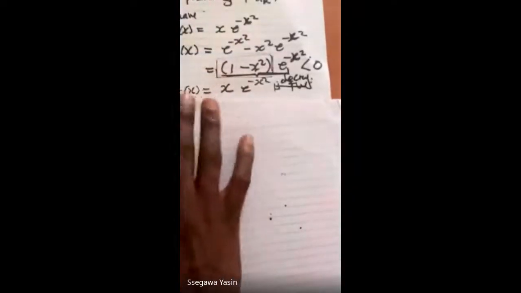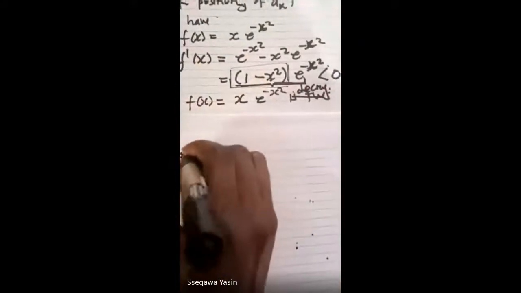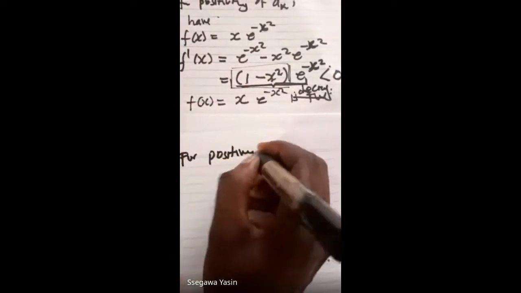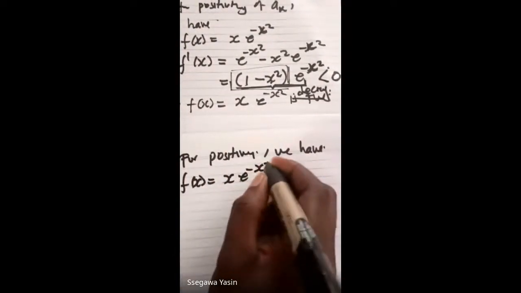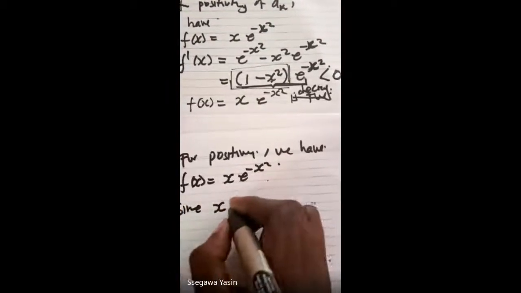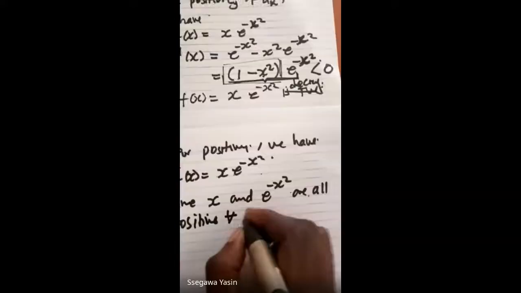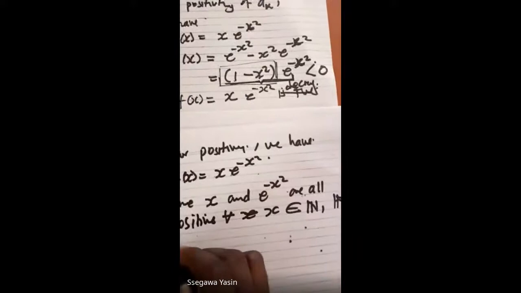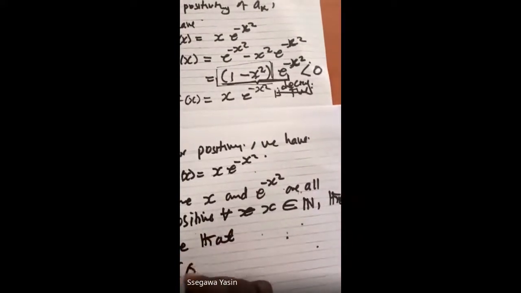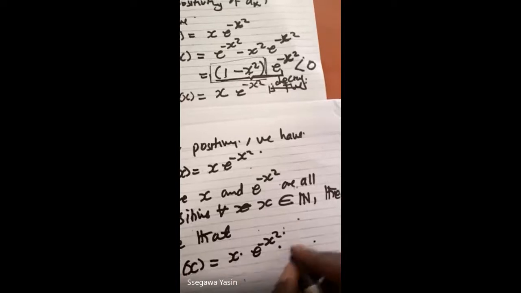So to show that it is positive, for positivity, we have f of x equals x exponential negative x squared, since x and exponential negative x squared are all positive for every x coming from the natural numbers. Then we have that f of x, which is the same as x times exponential negative x squared, is positive.